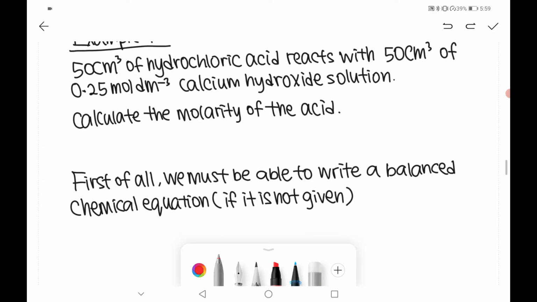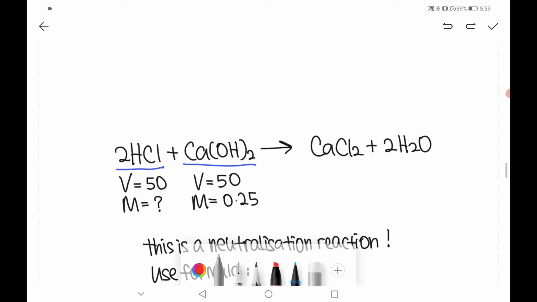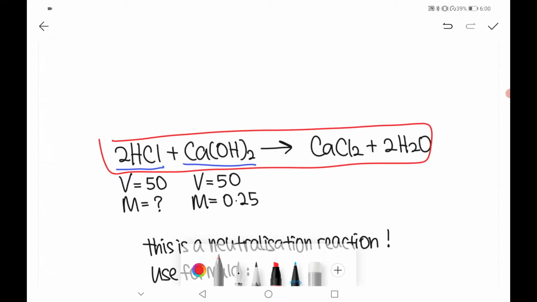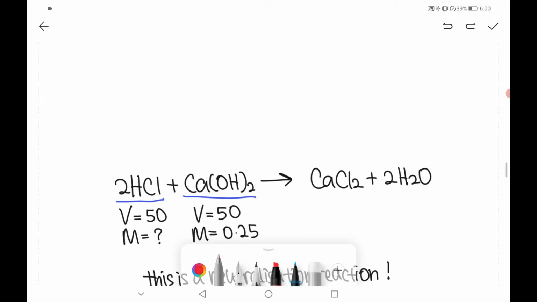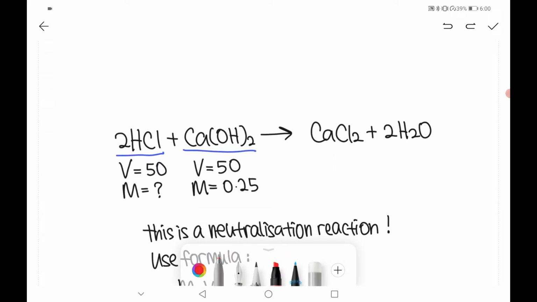This question, they never give us the chemical equation, so we need to write it ourselves. We must be able to write the chemical equation between hydrochloric acid and calcium hydroxide. If you write the equation, this is what you should get. If you don't know how to get this chemical equation, please revise your lesson number 2, how to write the chemical equation and how to predict the salt. I will assume you know how to get this equation, but again, if you don't, please do a revision. Revise your Form 4 Chapter 6 lesson number 2, how to write the chemical equation when acid reacts with alkali.